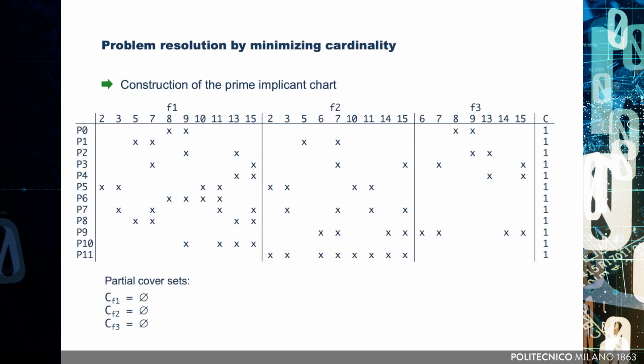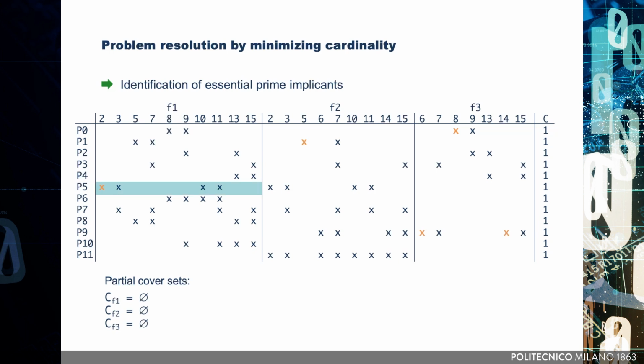Let's begin with the synthesis using cardinality as the cost function. We build the prime implicant chart by placing the columns corresponding to the minterms of each function side by side, followed by the cost column at the far right. Since we are using cardinality, each implicant has a cost of 1. We now apply the essentiality criterion. I've highlighted in orange the X marks that identify an essential implicant for a given function, specifically when no other X appears in the same column.